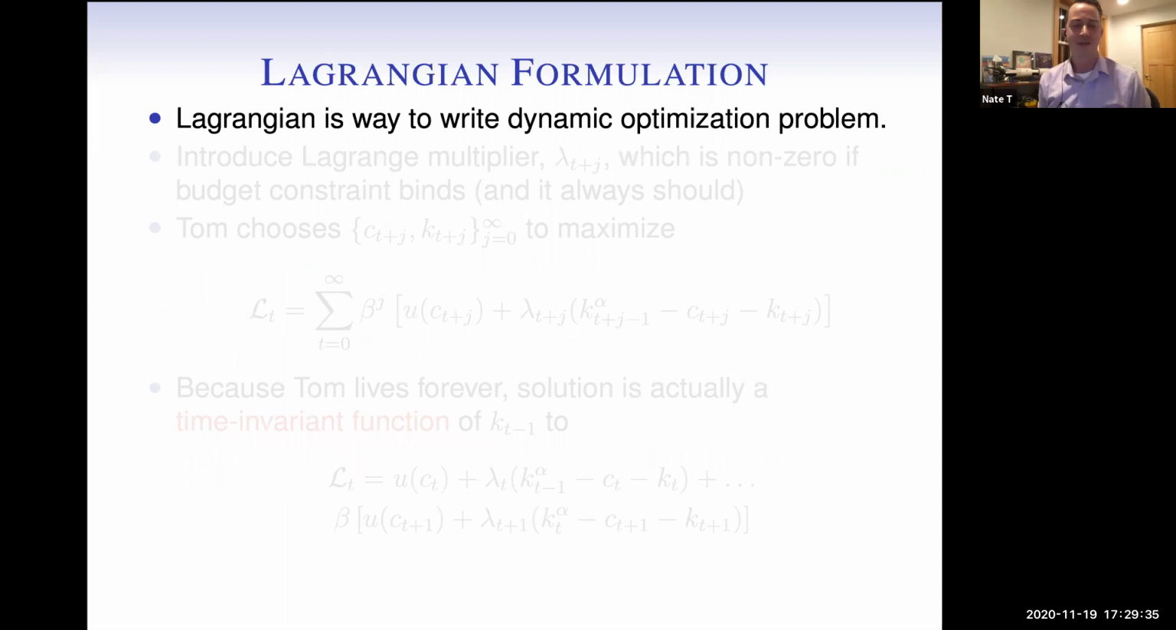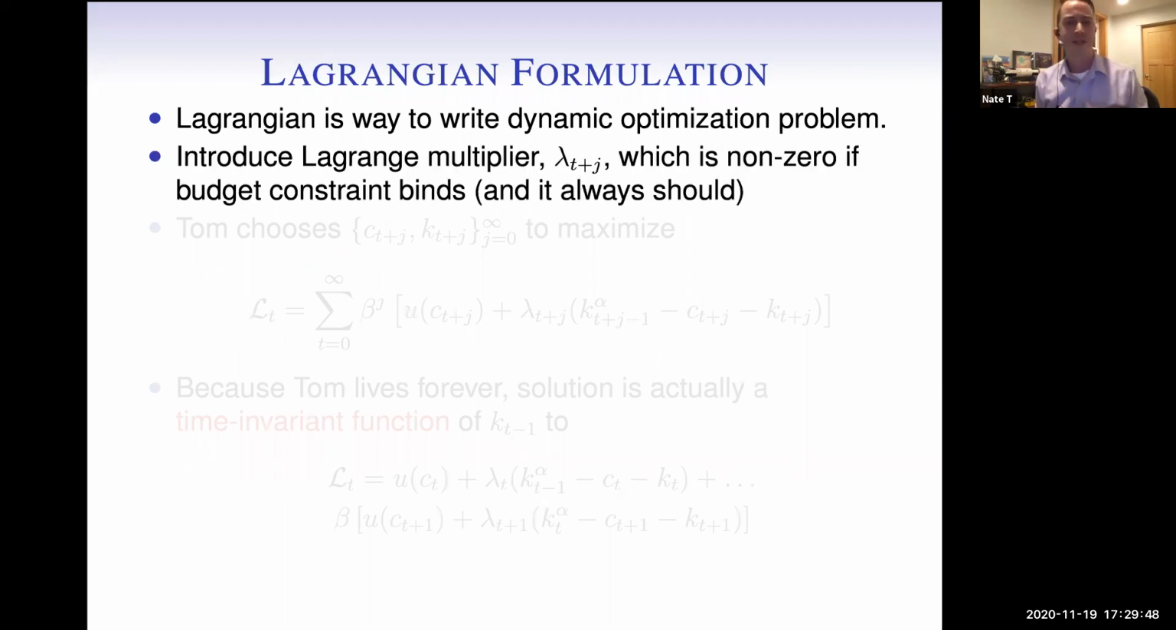So to solve this maximization problem, we're actually going to write it as a Lagrangian. This is just a way to write a dynamic optimization problem. And I'm just doing this at a higher level. Don't worry too much about how you actually go about setting these up. It's just kind of like FYI, this is what this looks like.